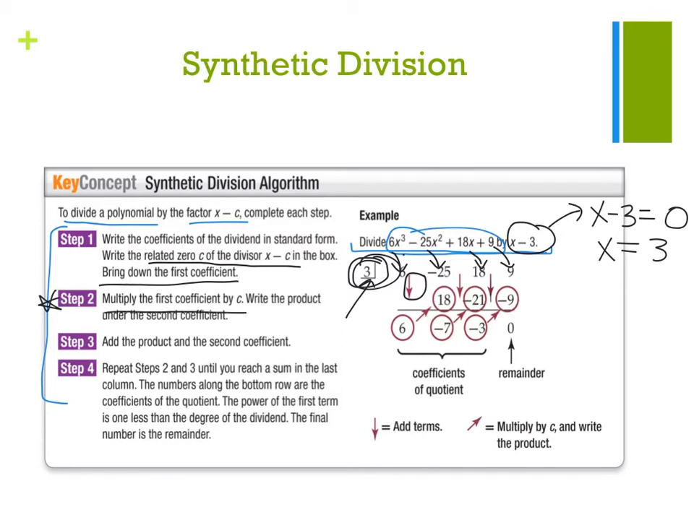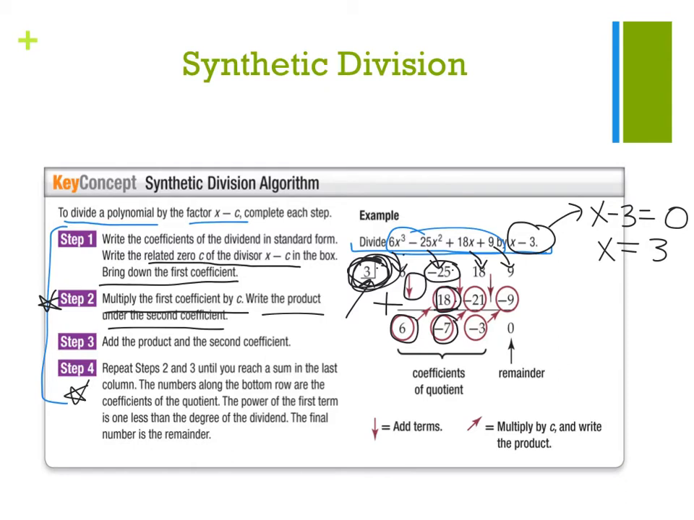We're going to multiply the first coefficient by c, which is our divisor up here. So they multiplied 6 times 3, which gave me this 18 here. We're going to record the product under the second coefficient. So here's our second coefficient. We recorded the 18. The main difference between synthetic and polynomial division is instead of subtracting the columns, we actually add the columns together. So we're going to add negative 25 plus 18, which gives me a negative 7. And then we're going to start the process over again. We are going to repeat steps 2 and 3 until we reach a sum in the last column.